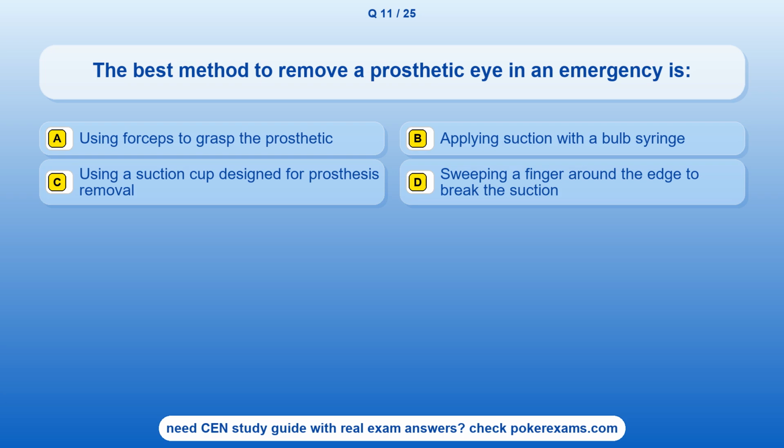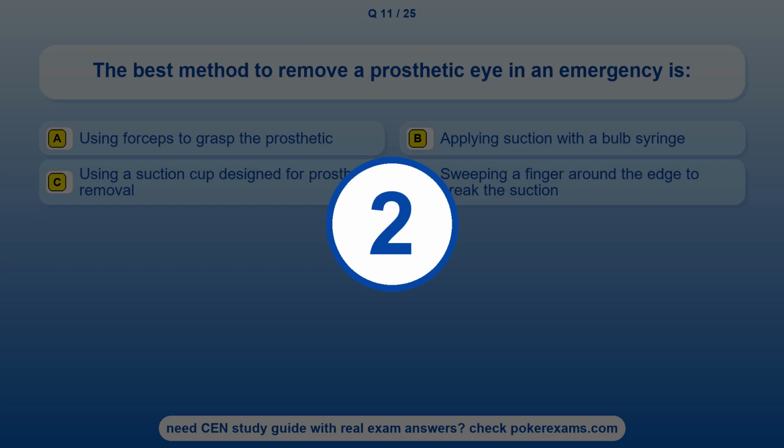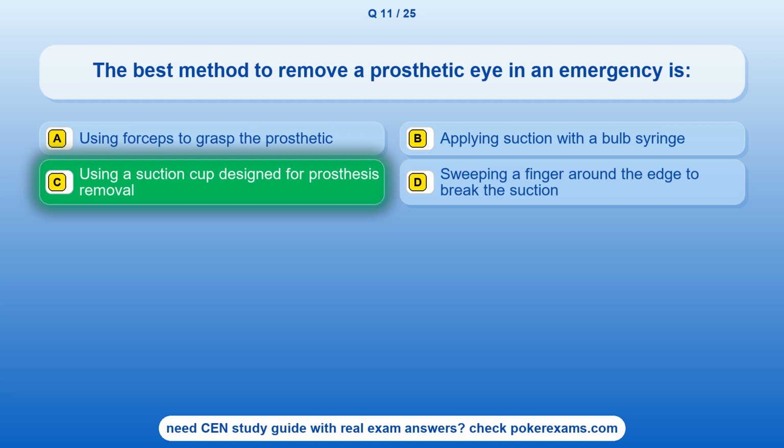Question 11. The best method to remove a prosthetic eye in an emergency is option A, using forceps to grasp the prosthetic. Option B, applying suction with a bulb syringe. Option C, using a suction cup designed for prosthesis removal. Option D, sweeping a finger around the edge to break the suction. The correct answer is option C, using a suction cup designed for prosthesis removal.